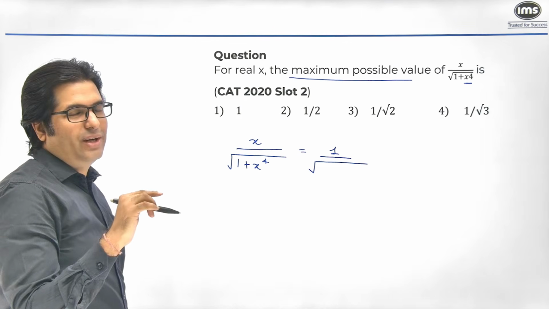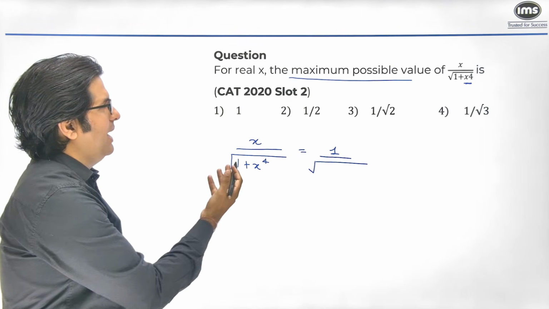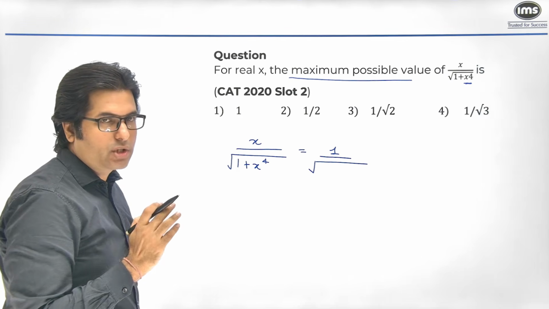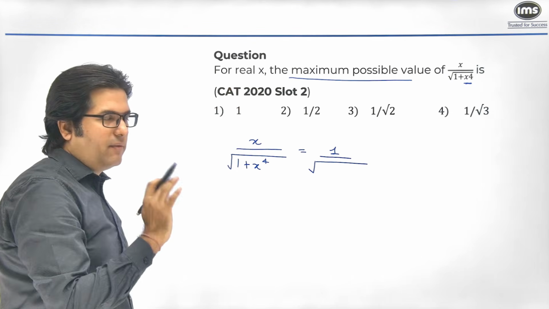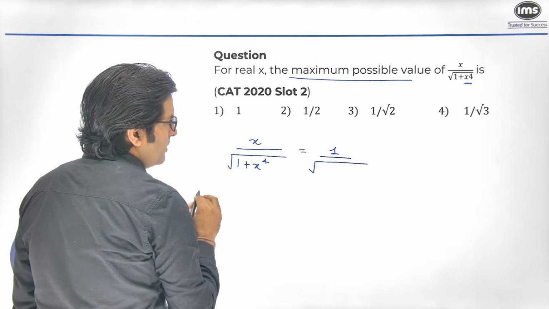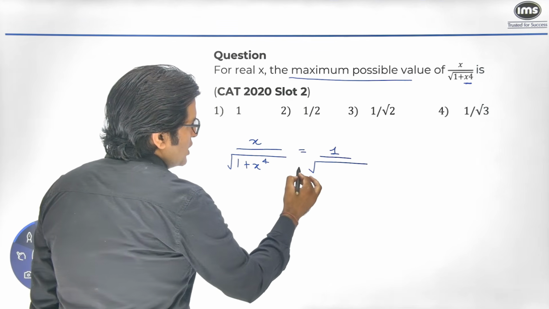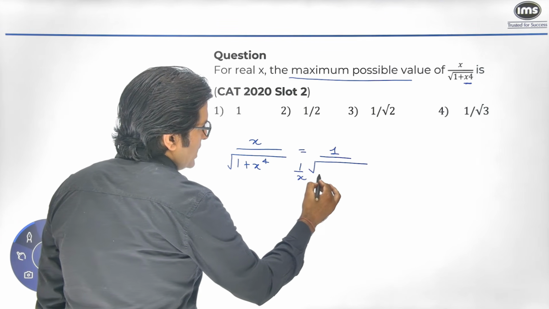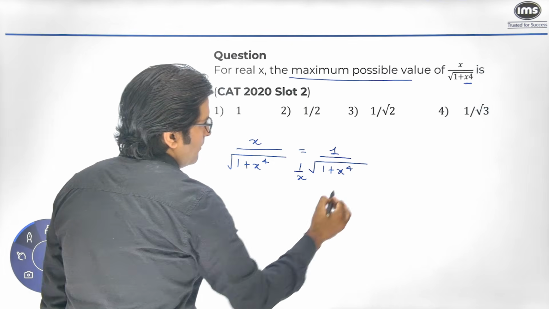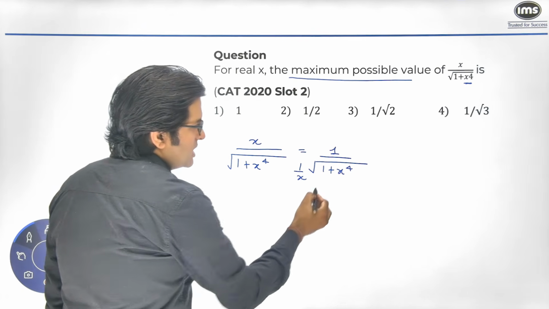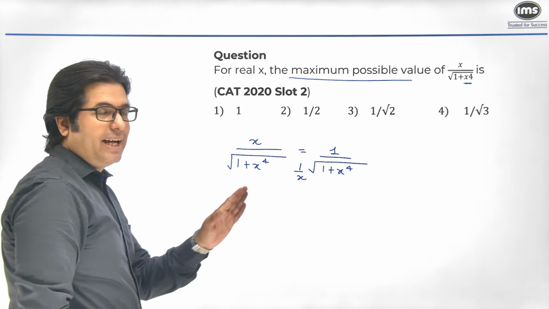Remember, when we are doing so, x cannot be equal to 0. But at this point in time, we are not really concerned with those technicalities because we are asked the maximum value. So when I divide it by x, numerator becomes 1 and the expression here becomes 1 by x outside the root of 1 plus x to the power 4. So if I now take this 1 by x inside, it will become 1 by x square.